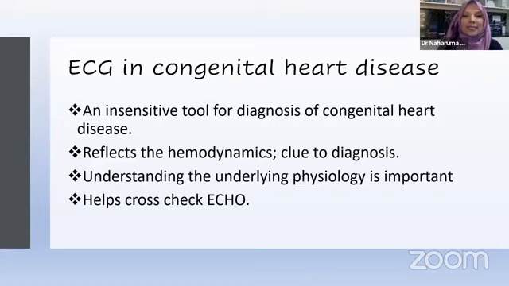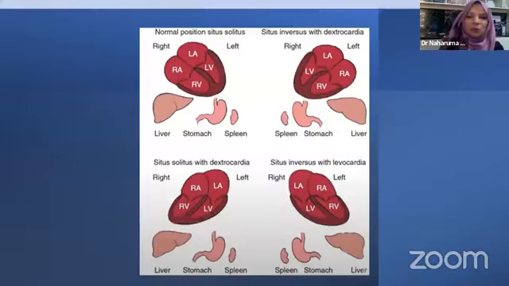Like if there is an ASD secundum and we are getting a P-axis abnormality, then we can tell the echocardiographer to please check whether there is any sinus venosus ASD present or not, because we know that P-axis abnormality is sometimes present with sinus venosus ASD. So ECG is a very helpful tool.